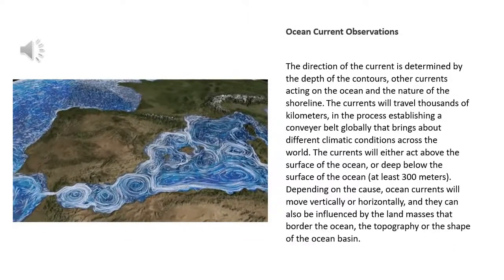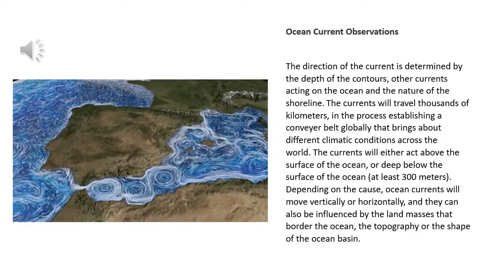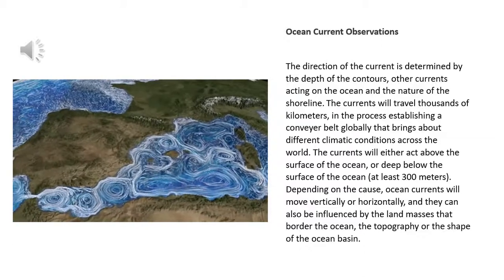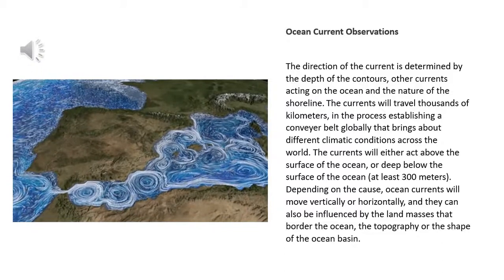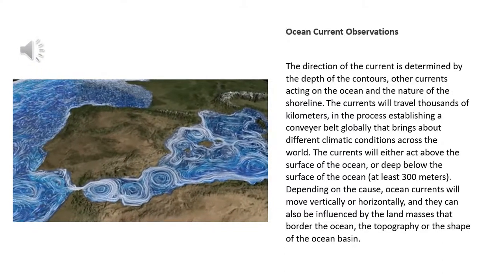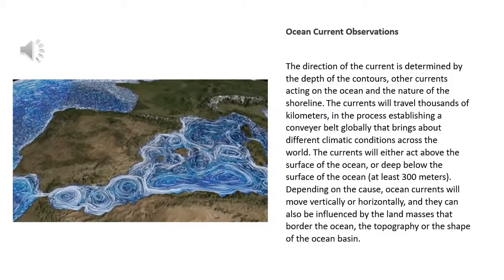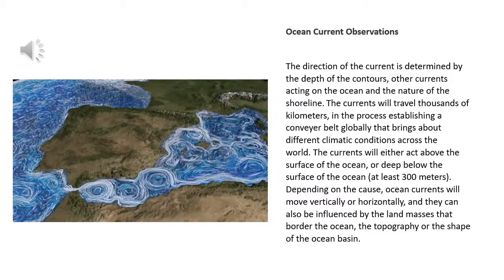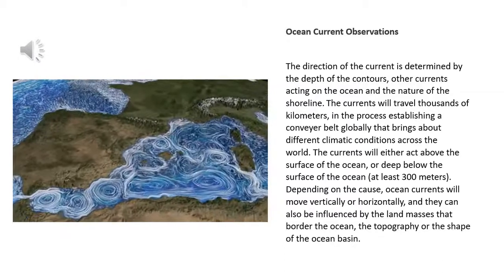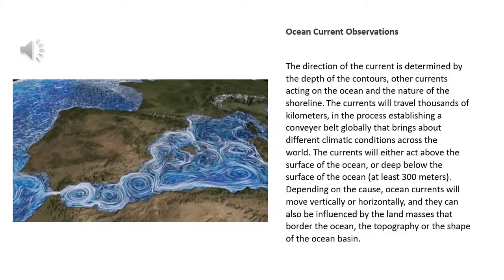Ocean current observations. The direction of the current is determined by the depth of the contours, other currents acting on the ocean and the nature of the shoreline. The currents will travel thousands of kilometers, in the process establishing a conveyor belt globally that brings about different climatic conditions across the world. The currents will either act above the surface of the ocean, or deep below the surface of the ocean, at least 300 meters.